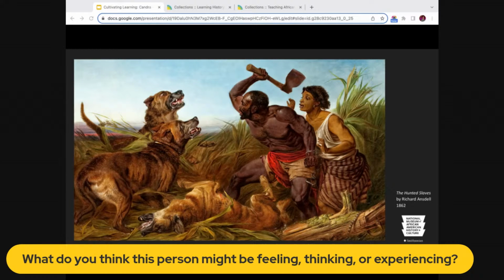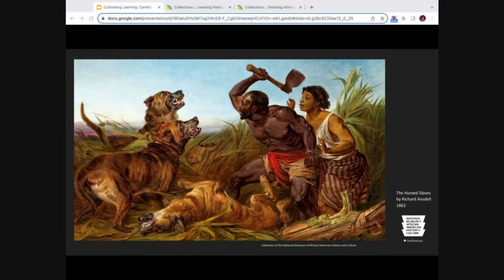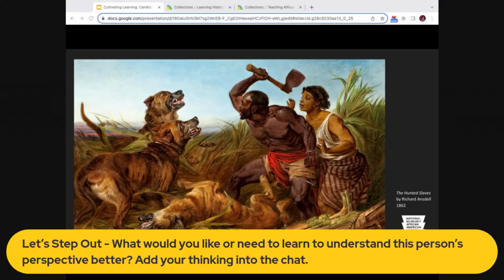So let's take a moment and let's step out. The question to you at this moment, as we're stepping out, is what would you like or need to learn to understand this person's perspective better? So again, sharing into the chat. When we are doing the step out part of this routine, what do you feel you would need to learn to understand this person's perspective better? We're going to continue to stay focused on the 2 human figures in the painting. What might you need to understand their perspective better?